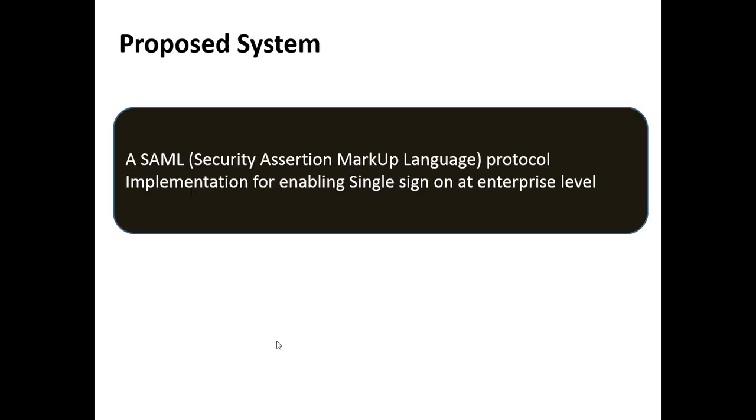To overcome these drawbacks, we are proposing a protocol called SAML, Security Assertion Markup Language. We are implementing this protocol and enabling single sign-on at the enterprise level. The meaning of enterprise level is that the solution we propose can be readily used by any application. For example, your college website can be integrated with any other college website. Without much coding effort, people can readily use our project to integrate any two websites into one single sign-on.